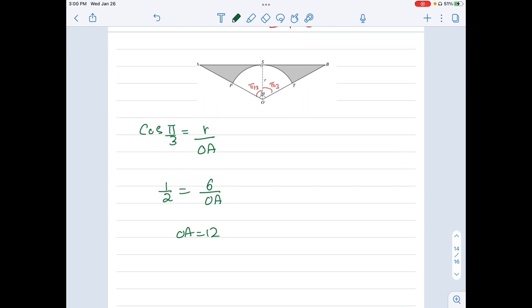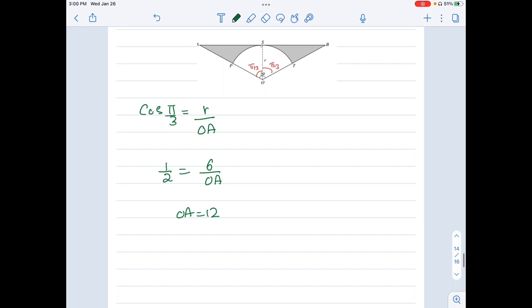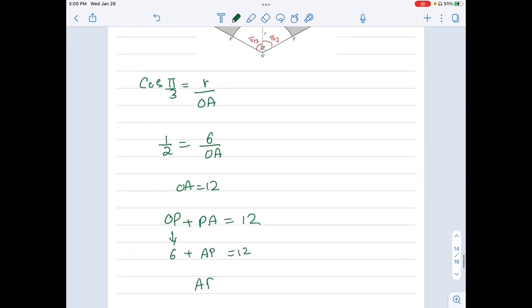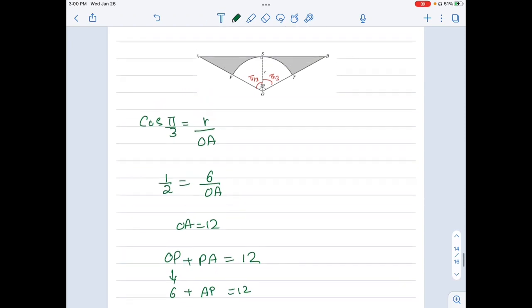Next, what else is being asked? We want to know the perimeter of the shaded region. So I'll be finding AP now. So OA is 12. OA is made up of OP plus PA, equal to 12. OP is the radius 6 plus PA or AP equal to 12. So AP is equal to how much? AP equal to 6 centimeters.